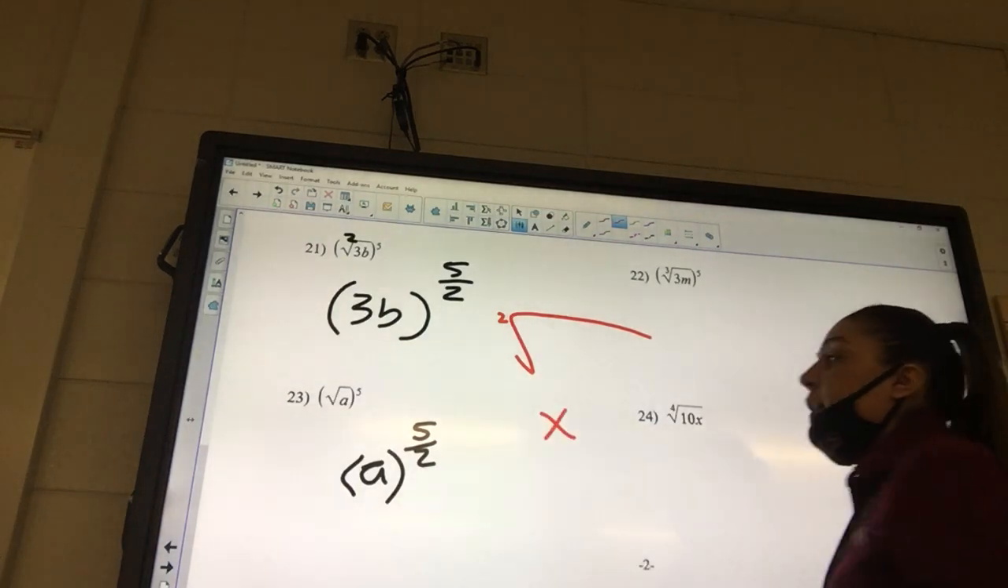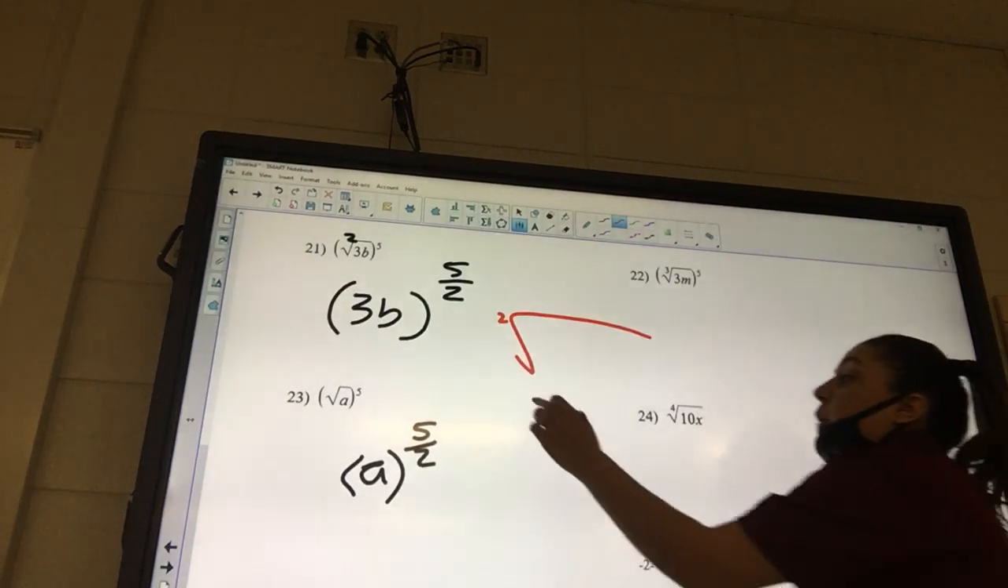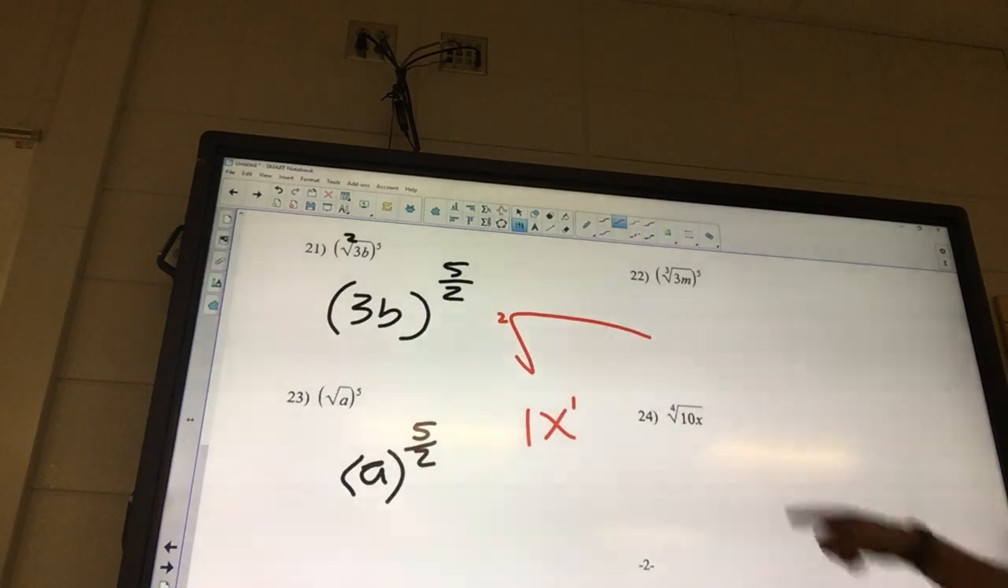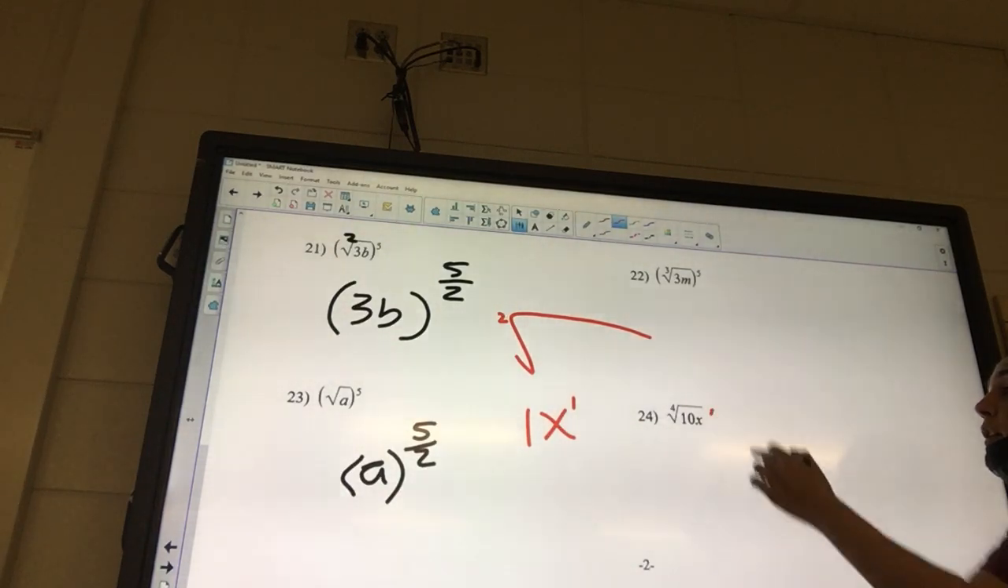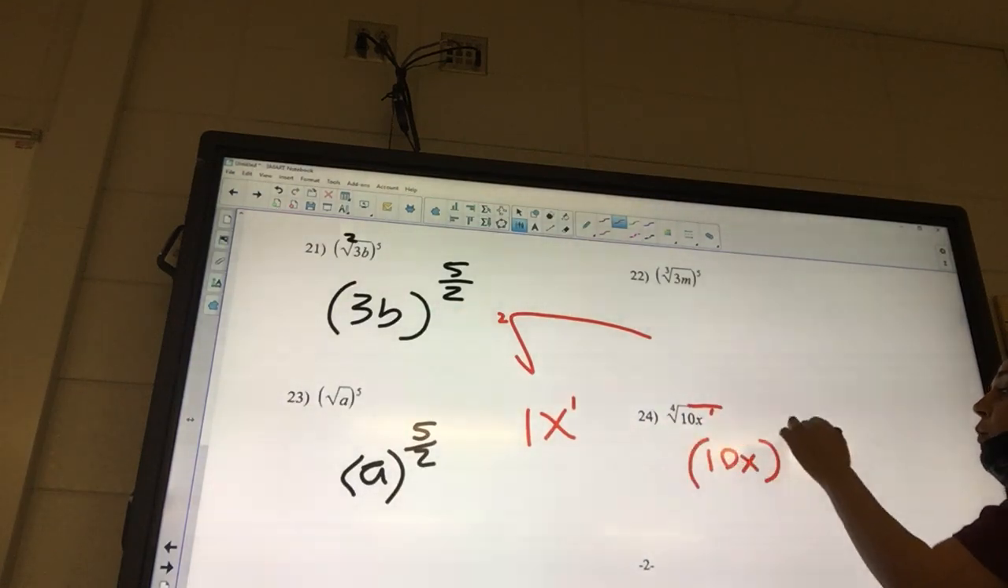Okay, what about this? If we just have an x, what number's in front? A 1. And what power does it have? A 1. So when we look at this one, there's no baby number on the inside. It's really a 1 on the inside. So when we write our thing out, it's going to be 10x to the 1/4.